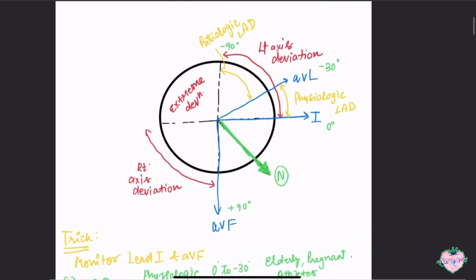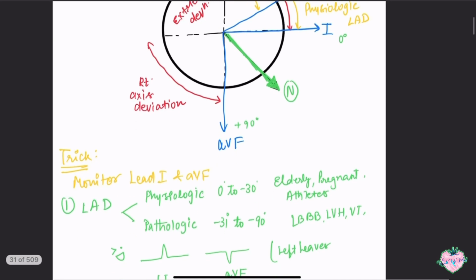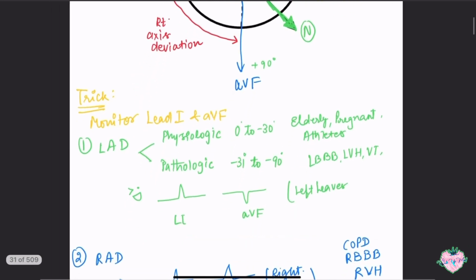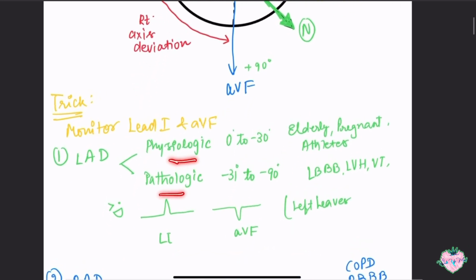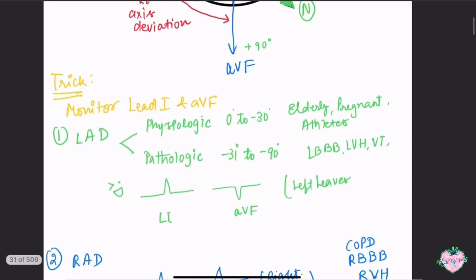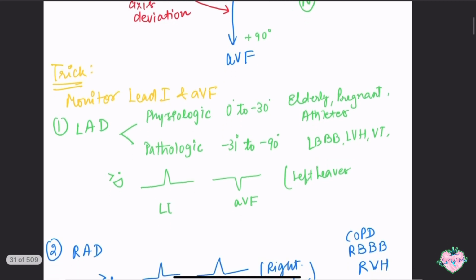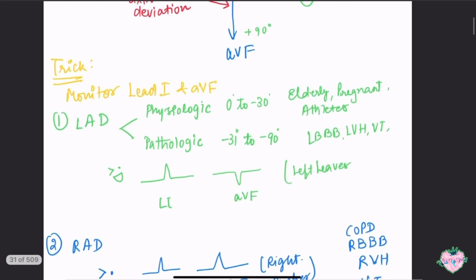Okay, now I will show you the trick of how to learn the left axis deviation. For pathologic and physiologic, I have already told you the examples: elderly, pregnant females or athletes can show physiologic, and pathologic can be anything between minus 31 to minus 90 degree. So basically pathologic can be seen in left bundle branch block, left ventricular hypertrophy, ventricular tachycardia, even emphysema.